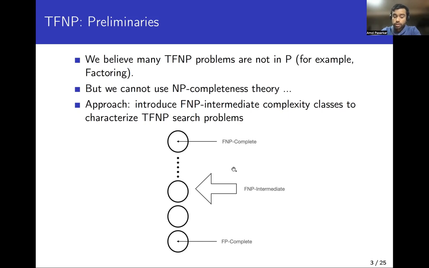And the reason for this is if any of these TFNP problems actually were FNP-complete, it would imply that NP is equal to co-NP. So to address this, we need to actually introduce intermediate complexity classes that are in between FP and FNP, and these are the so-called FNP intermediate complexity classes, as you see in this figure here. And these intermediate classes are going to be used to characterize the difficulty of many of the problems in TFNP.